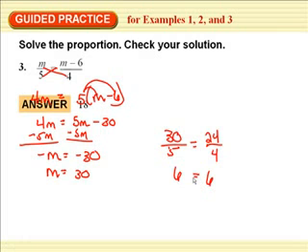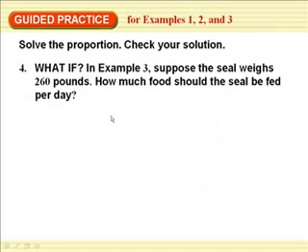18. Ooh, 18. The answer's not 18. That's wrong. They made a mistake right there. I just looked in the book and checked it. It is 30.